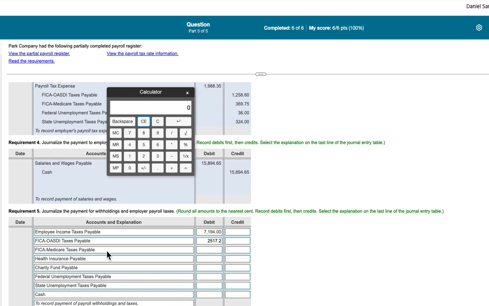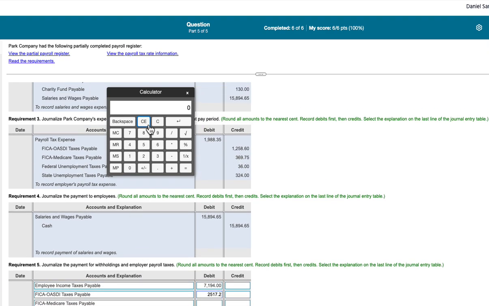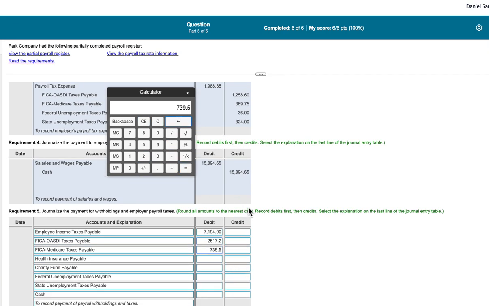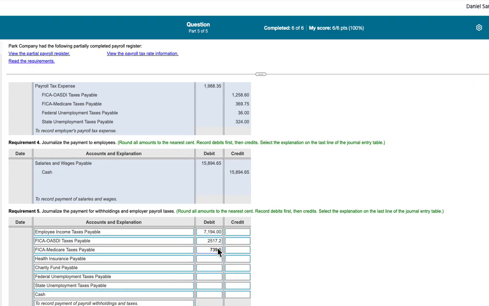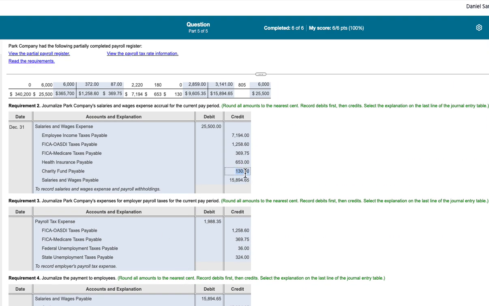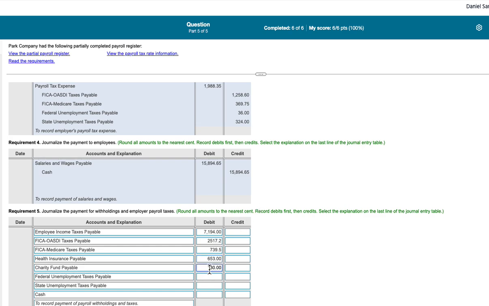And then the FICA Medicare tax payable is 369.75, and we're going to multiply that by 2 to give us 739.5. And then we have our health insurance. Health insurance was already paid for. And there it is. And then we have our charity fund payable. So now at this point, we're just putting in numbers. Federal unemployment tax. And then we have our state unemployment tax. And then we have our cash. How much money do we actually pay? So let's add it all up. I'm going to get this wrong.